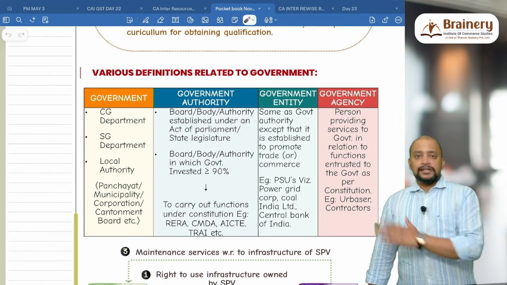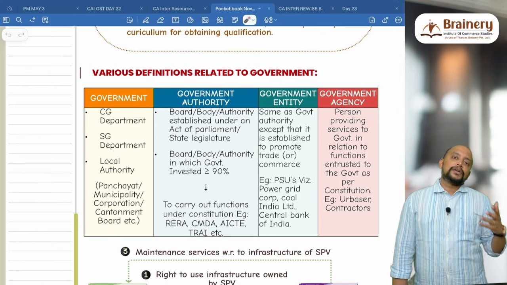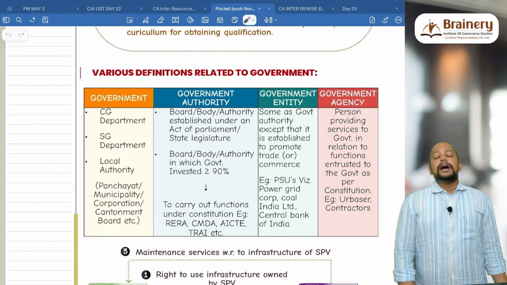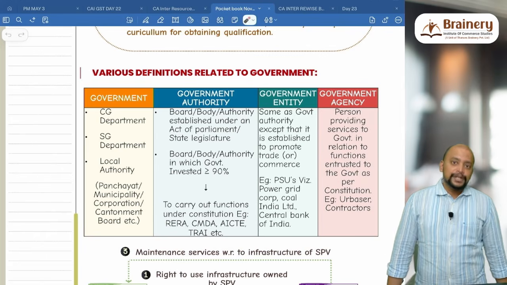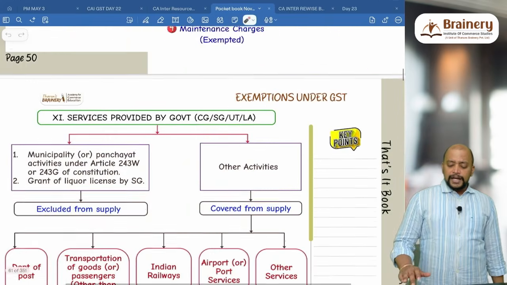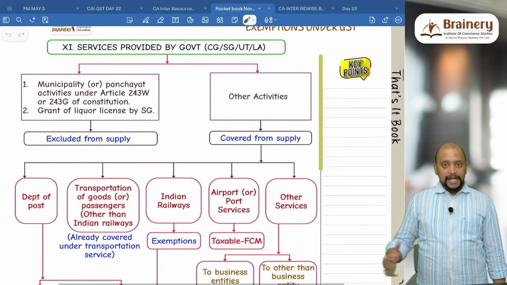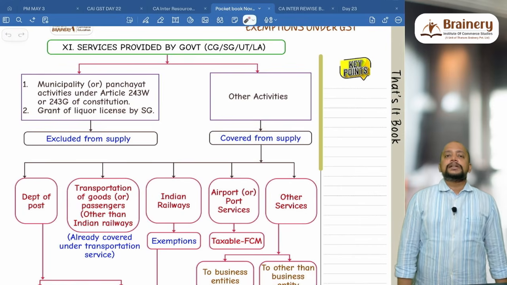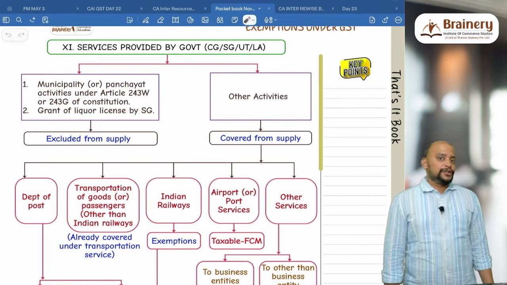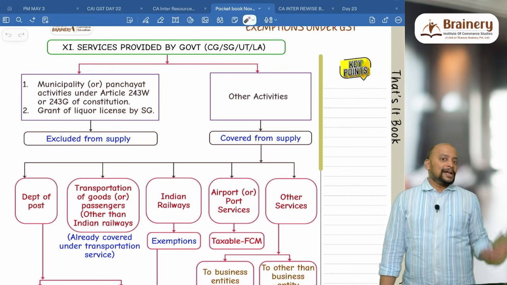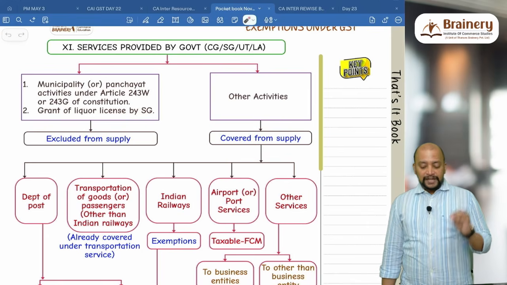And then government agency. Government agency means government is required to do certain activities which they may outsource to any other person, and the contractors to whom it is outsourced will be called government agency. And related to services provided by government, we have two: municipality or panchayat activities under Article 243G and 243W of the Constitution. Second, liquor license. These two activities are excluded from supply. Other activities of government are covered under supply.